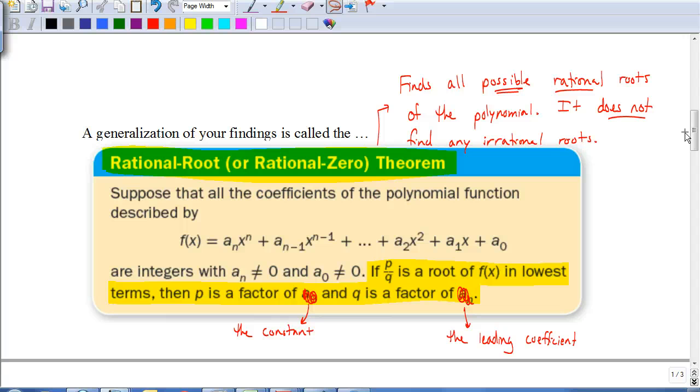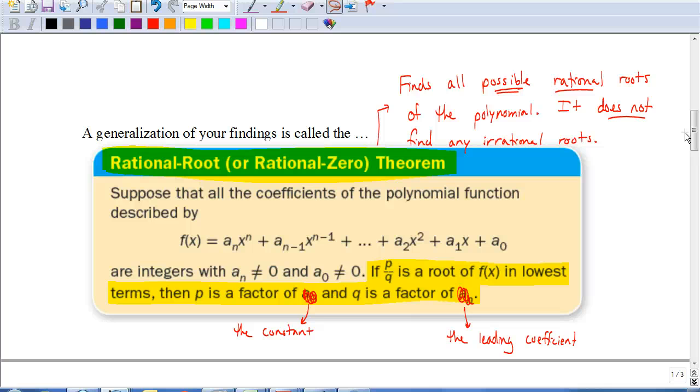Here's the definition of the rational root theorem. What it's going to do is it finds all the possible rational roots of the polynomial. The key here, it does not find any irrational roots. Because it's called the rational root theorem, it's finding out what rational roots. Just to review, a rational number is a number that can be written as a fraction. So it's going to give us those roots, but it's not going to give us the irrational roots.